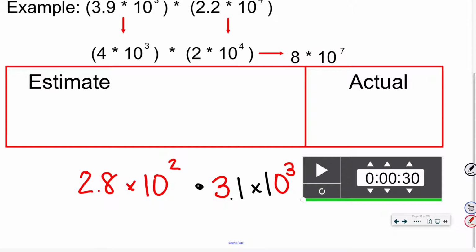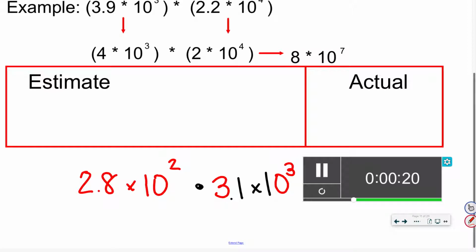Ready? Go. Estimate, 30 seconds. Hand up when you've got it. Just an estimate, you're not doing actual. 15, 14, 13, 12, 11, 10, 7, 6, 5, 4, 3, 2, 1. Pencil down. Good.